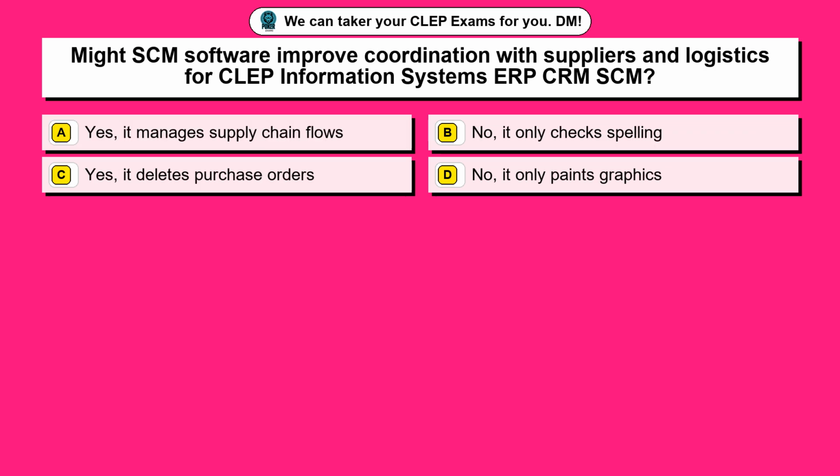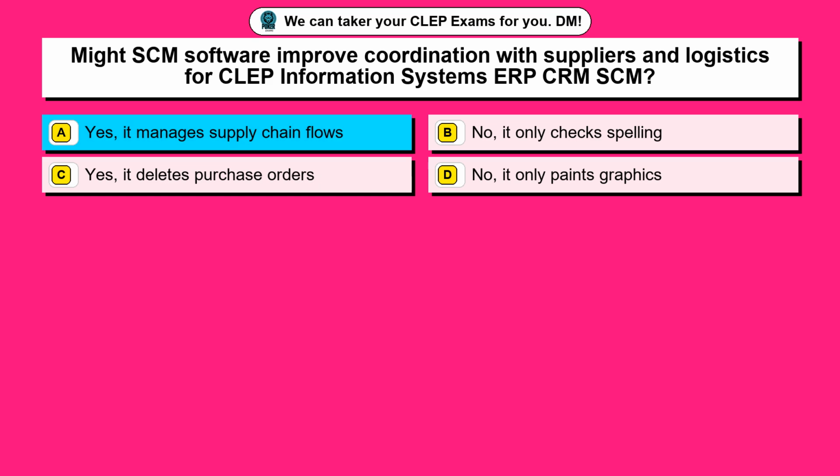Might SCM software improve coordination with suppliers and logistics for CLEP Information Systems ERP CRM SCM? Option A. Yes, it manages supply chain flows. Option B. No, it only checks spelling. Option C. Yes, it deletes purchase orders. Option D. No, it only paints graphics.